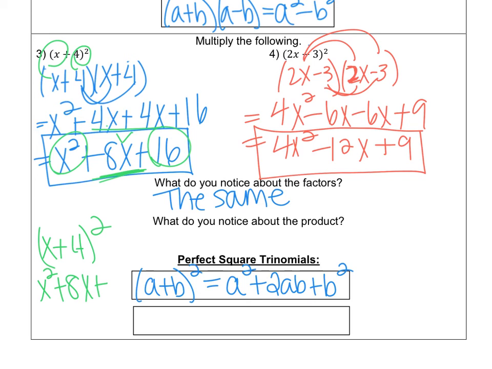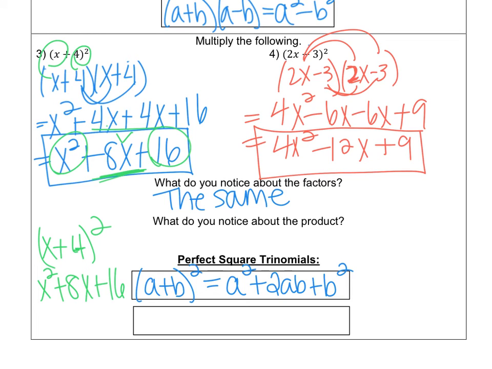And then I would just square the last term. So I'm going to square the 4. 4 squared is 16. So we get the exact same answer. So you can choose if you want to use this perfect square trinomials rule, or if you just want to multiply it out like what we've been doing. Either way, you're going to get the same answer.